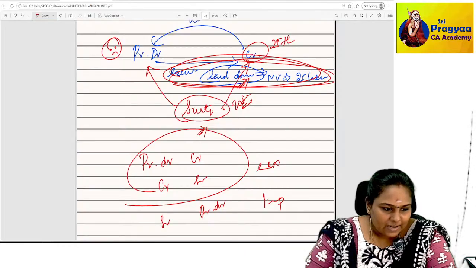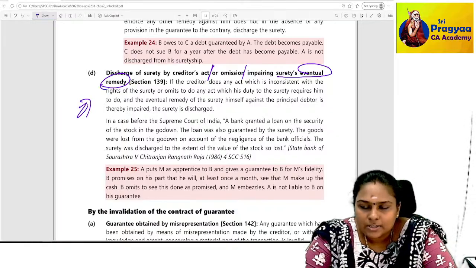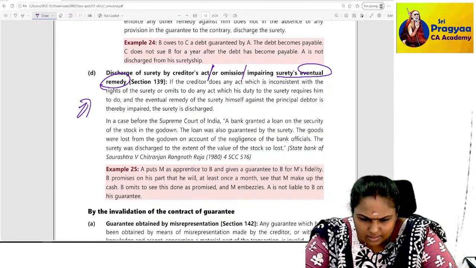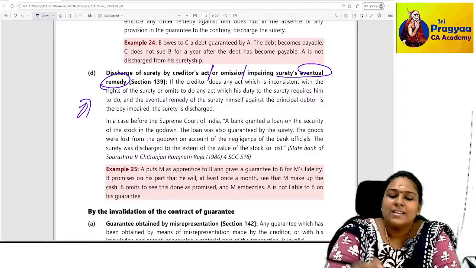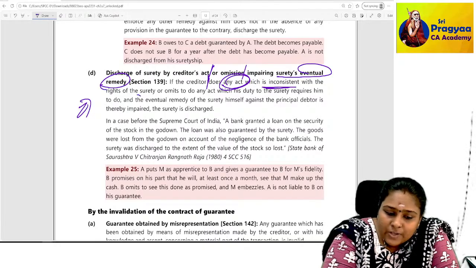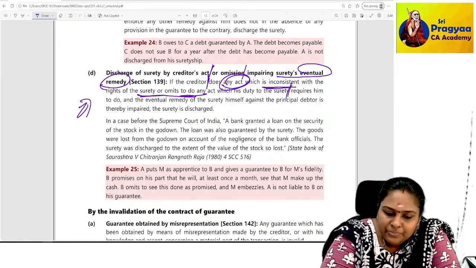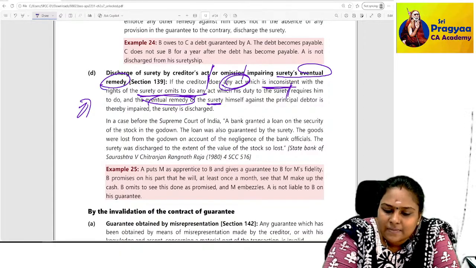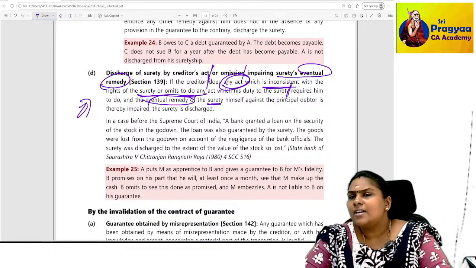Able to understand? Clear? Shall we read what is given in the book? Yes, start reading. Slowly, everyone together. If the creditor does any act which is inconsistent with the rights of the surety, or omits to do any act which his duty to the surety requires him to do, and the eventual remedy of the surety himself against the principal debtor is thereby impaired, the surety is discharged. So that means two things.